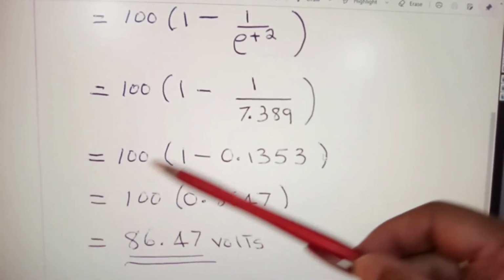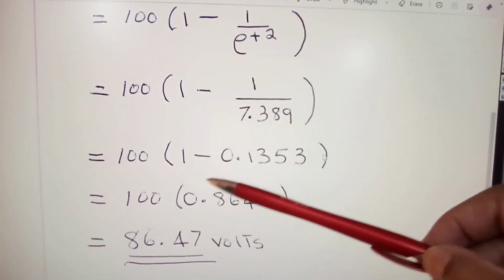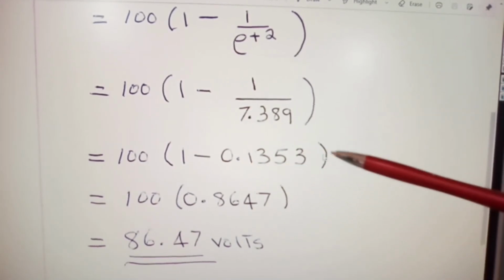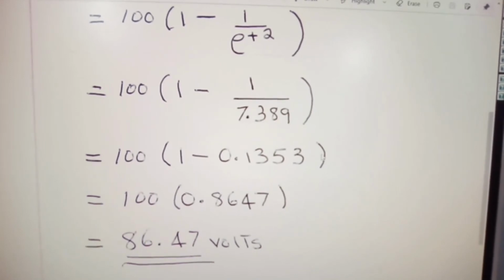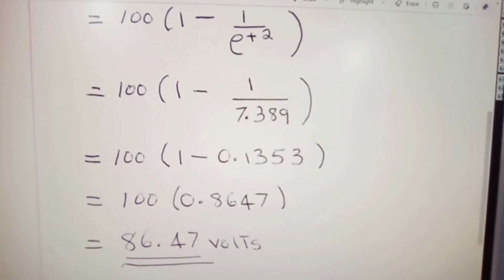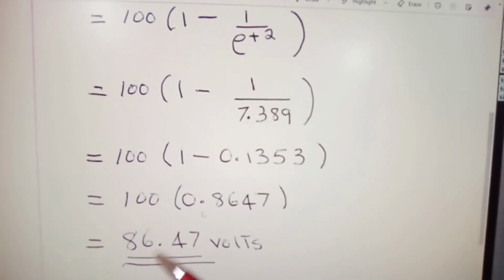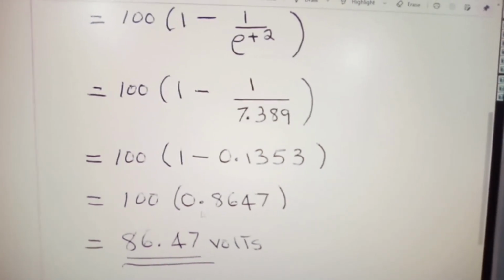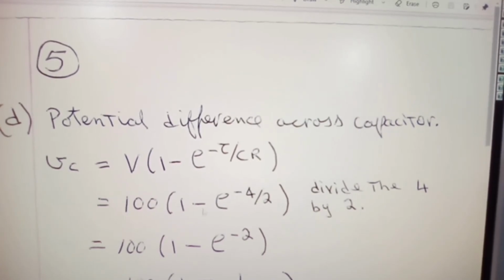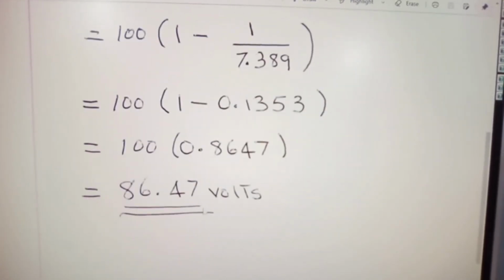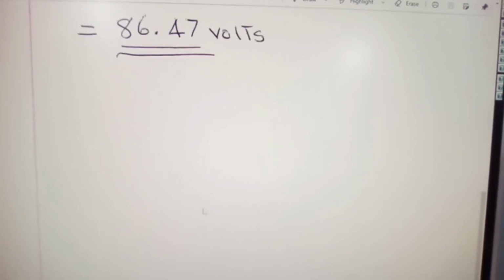So equals 100 open brackets 1 minus 0.1353, equals 100 times 0.8647. And that gives us 86.47 volts. And that would be the voltage potential difference across the capacitor in respect of that given time.